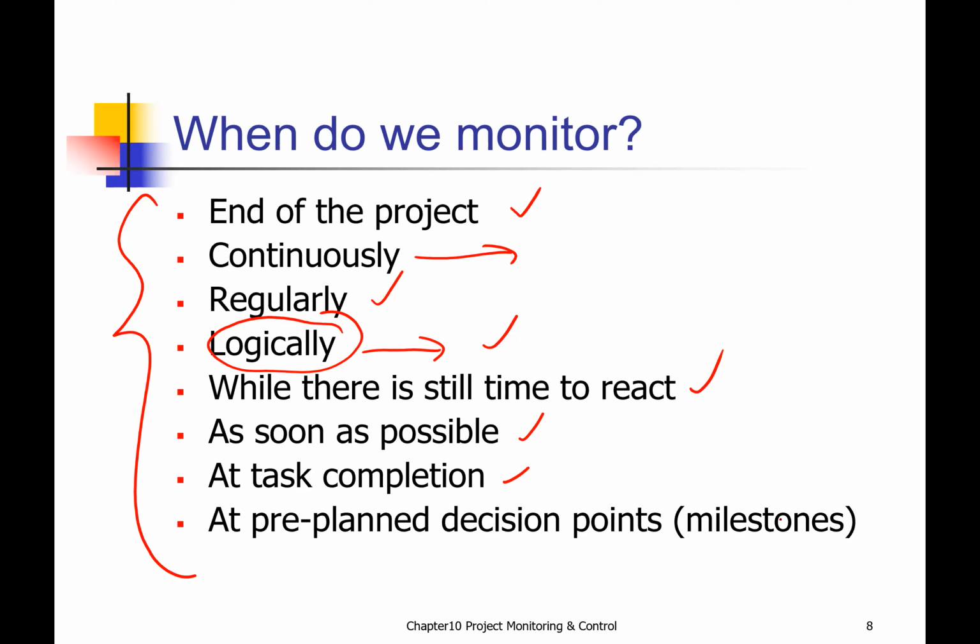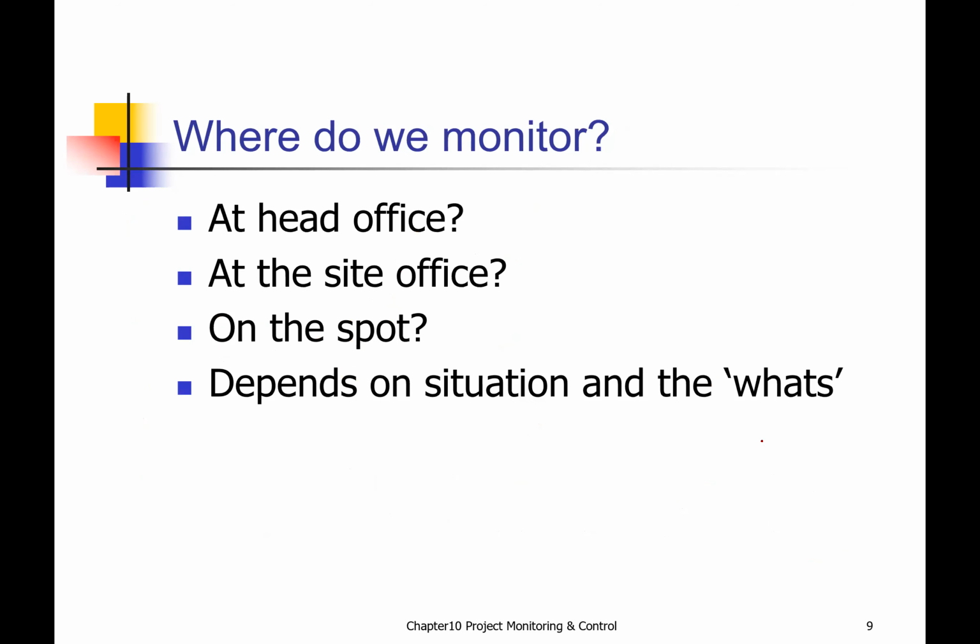At the pre-planned decision or milestone. A milestone is an important event or certain date. In construction, normally we set a certain important date, especially at the end of phase 1, phase 2, etc. So that could be the controlling point, so that the client will hold you responsible to complete a certain thing at that particular date. Where do we monitor?